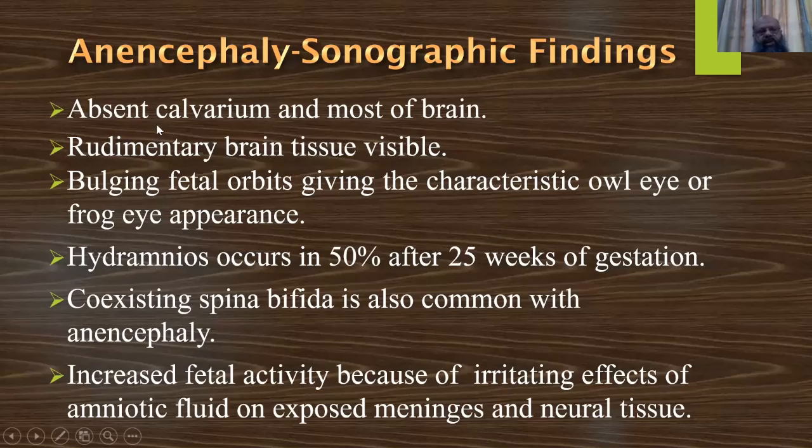Anencephaly sonographic findings: there will be absent calvarium and most of the brain is absent. We can see a small bud of rudimentary brain tissue, which is that bud, and bulging fetal orbits, giving the characteristic all-eye or frog-eye appearance. Hydramnios occurs in 50% after the 25th week of pregnancy, which is polyhydramnios, excessive amniotic fluid. Coexisting spina bifida is also common with anencephaly. There is increased fetal activity because of the irritating effects of amniotic fluid on exposed meninges and neural tissue.